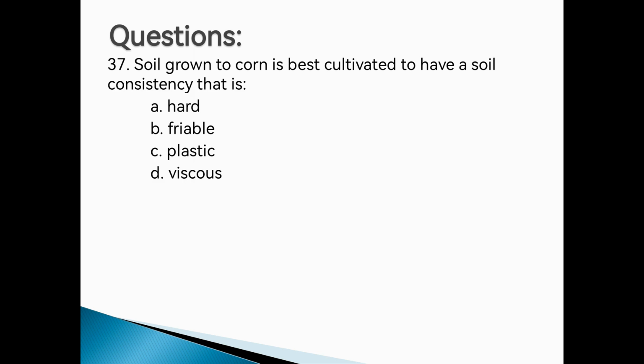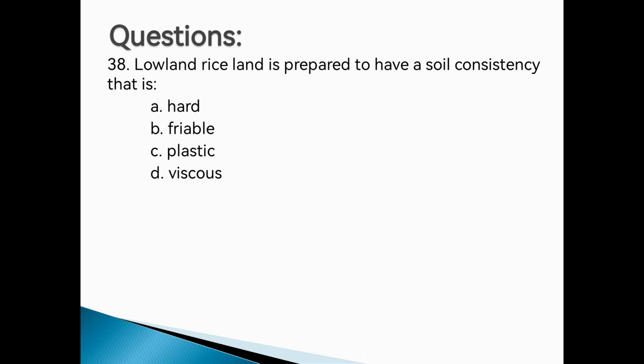Number 37. Soil grown to corn is best cultivated to have a soil consistency that is A. Hard, B. Friable, C. Plastic, D. Viscous. The correct answer is B. Friable.